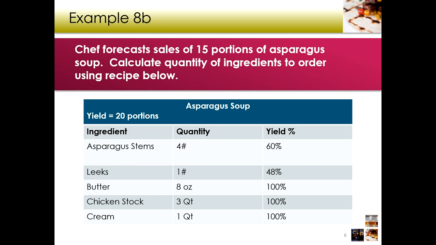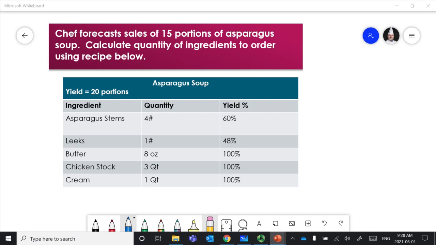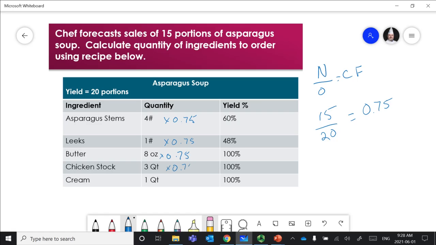So, our recipe is for 20 portions. We need to convert this recipe by doing the new over the old, right? So new over the old is our conversion factor. That means our new is 15 out of 20, which means our conversion factor is 0.75, right? So all of our quantities, we're going to multiply times 0.75, times 0.75, times 0.75, times 0.75, times 0.75, right?